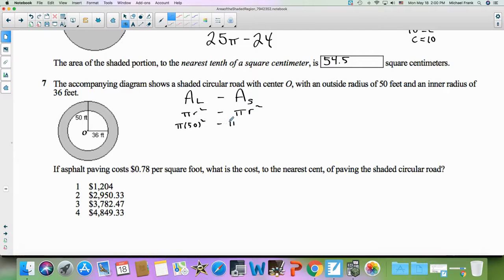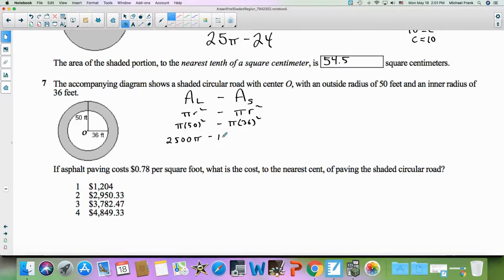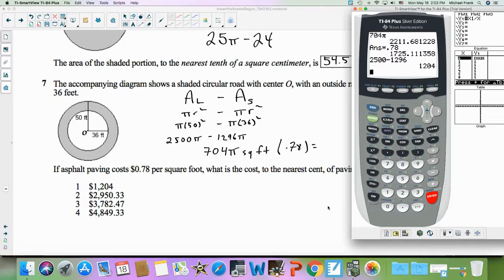And then the smaller radius is going to be 36 squared. And that's going to be 2,500 pi. And then I think that's what, 1296 is 36 squared. Equal to 1204.